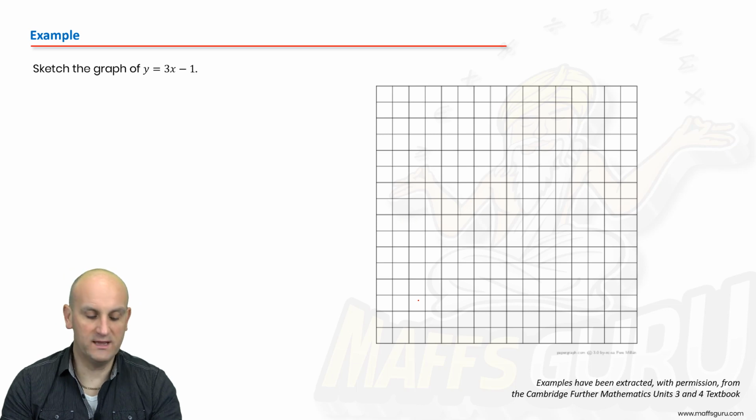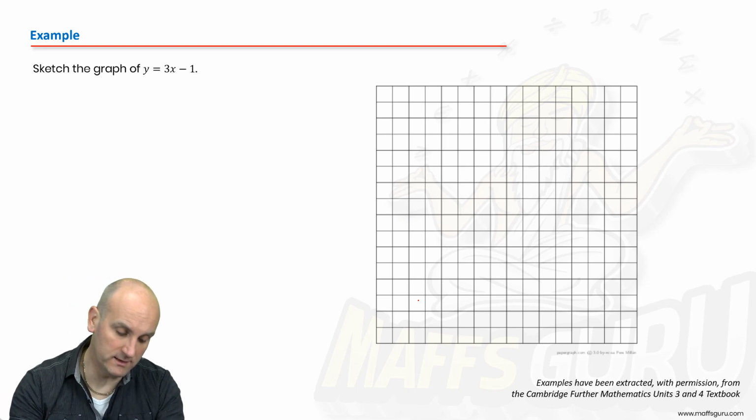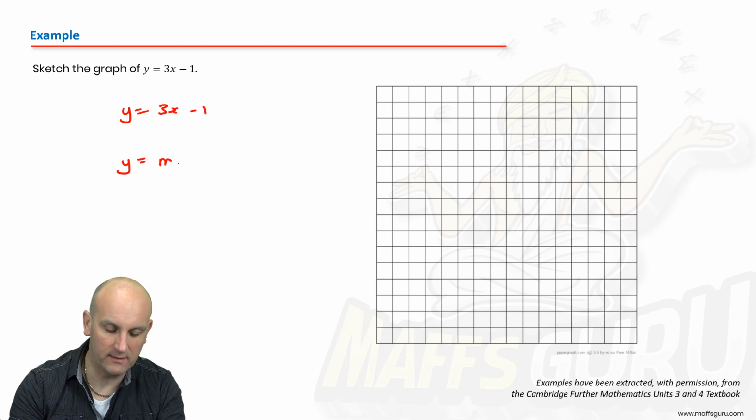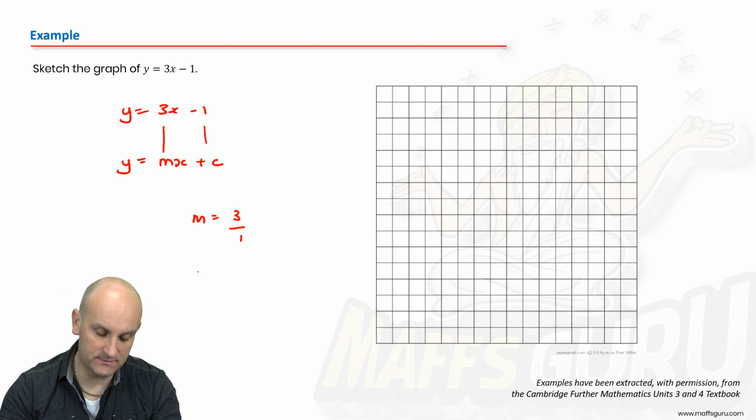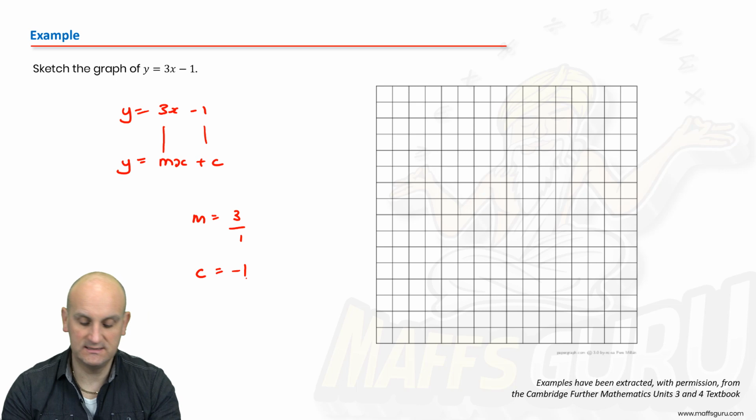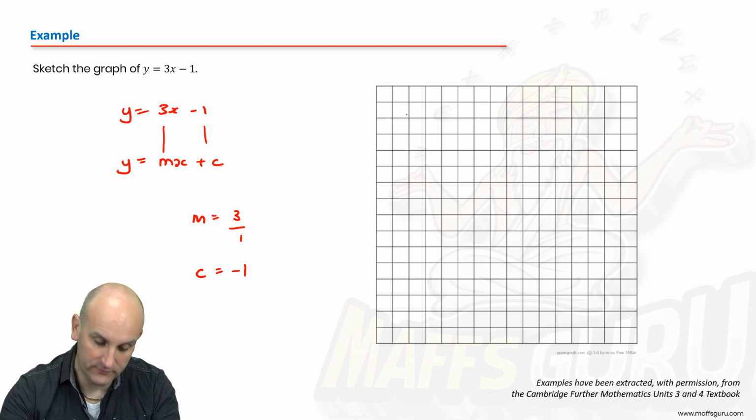Sketch the graph of y equals 3x minus 1. All right, so let's compare. We've got y is equal to 3x minus 1, and we're going to compare that to y equals mx plus c. Do I know my gradient? Yes, I do. My gradient is equal to 3, which is 3 on 1. Do I know my y-axis intercept? I do. My y-axis intercept becomes -1. All right, so what do we do now?